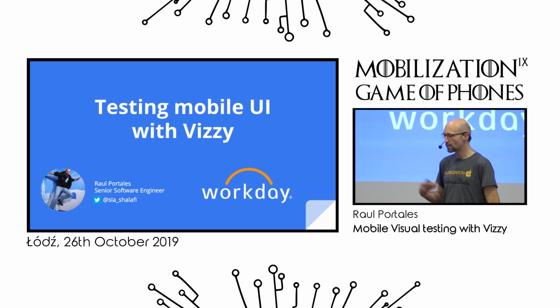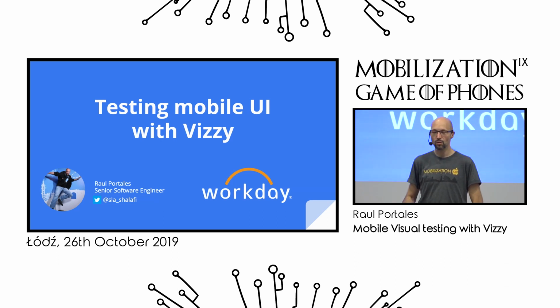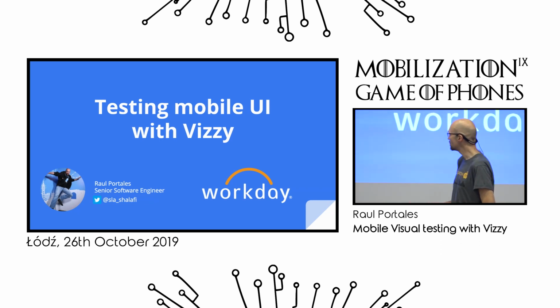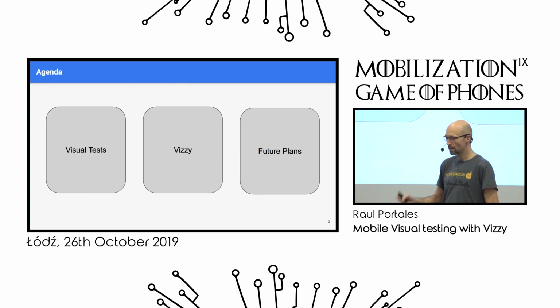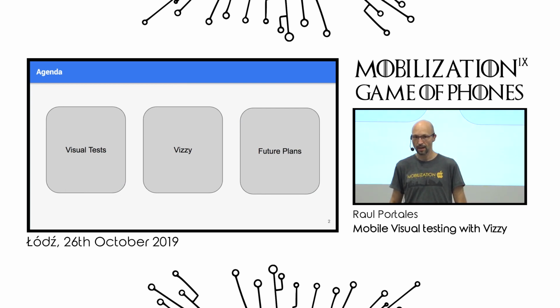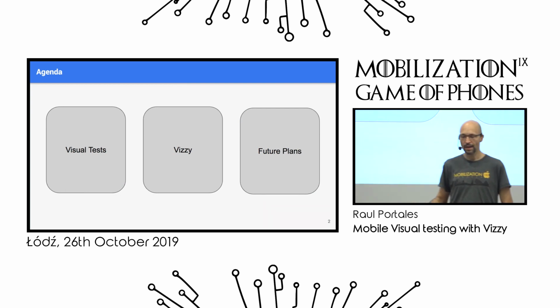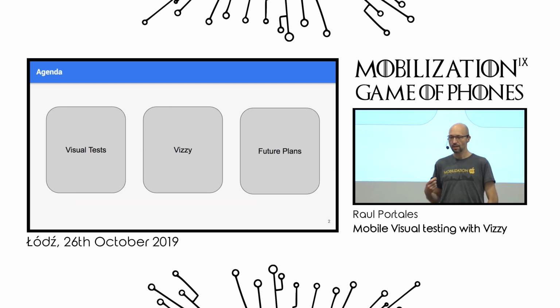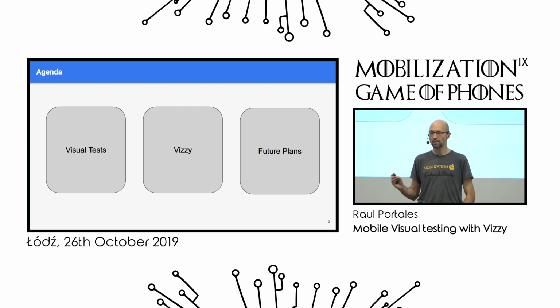Last year I was talking here about code quality, tests, code reviews, and all that stuff. So this is kind of a continuation on what you do after you have all that sorted, and the next step would be visual tests. Today, I'm going to talk first about what visual tests are and why they are interesting. Then I will talk about what Vizzy is and how it works. And very briefly, I'll give you some plans for the future that we have for it.